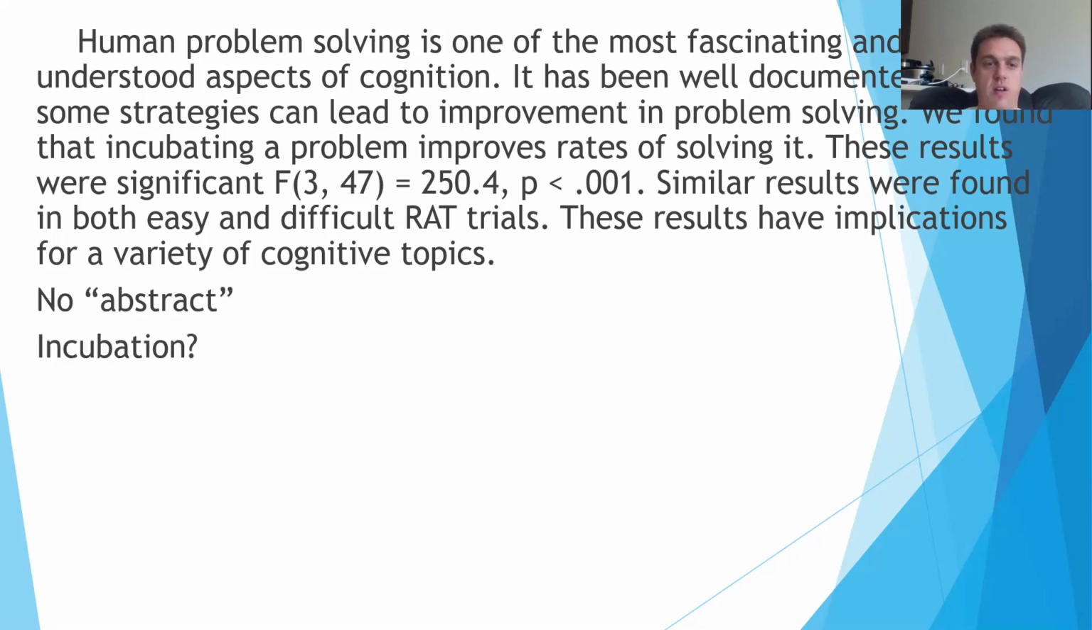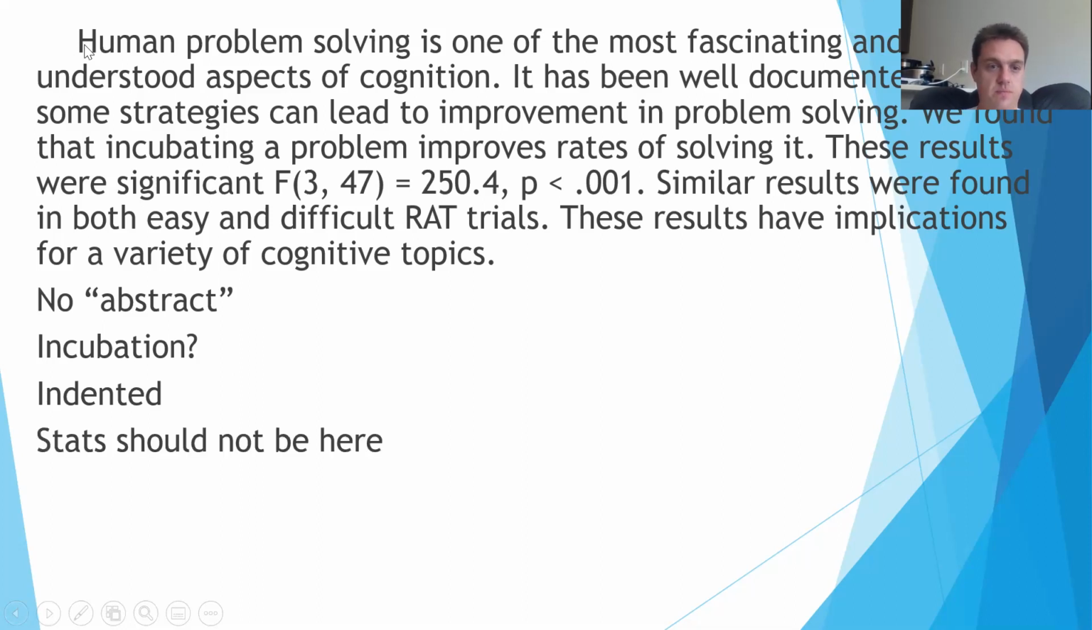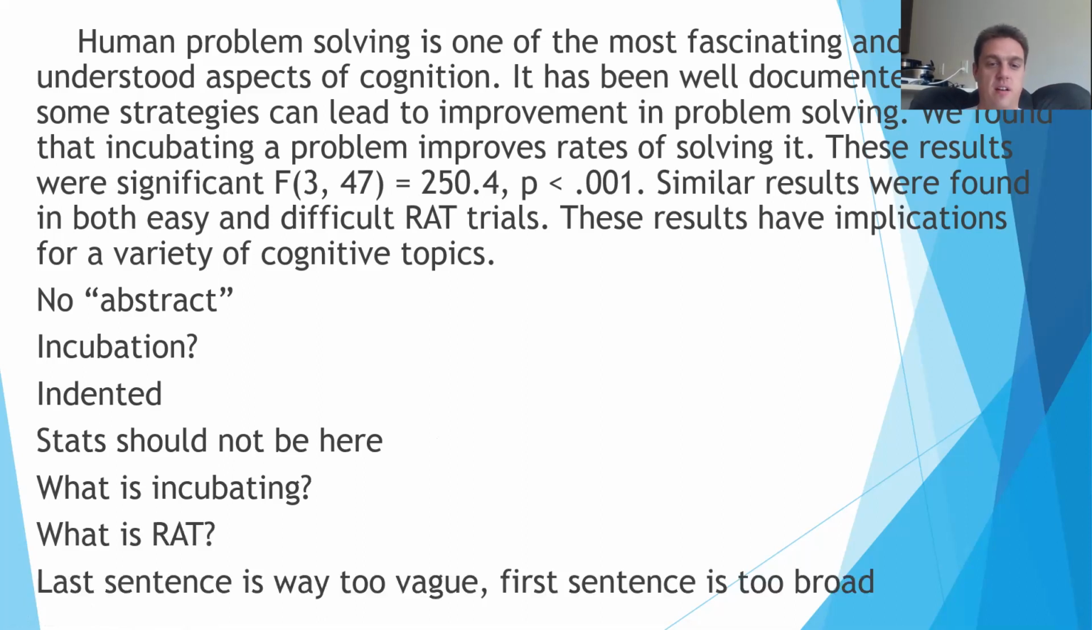Okay, a few other things. It should say the word abstract above here. I'll show you an example in a minute. Again, what is incubation? It's also indented. Remember, we're not supposed to do that. Not a fan of the stats. Also the wrong test, but actually no, if it's incubation versus not and also easy versus rat, that would be correct. But there it is. Again, what is incubation? What is a rat? And the last sentence is too vague. The first sentence is too broad. Okay.